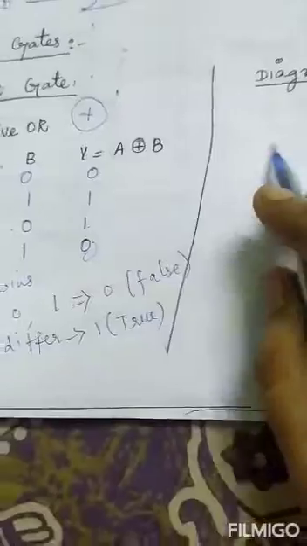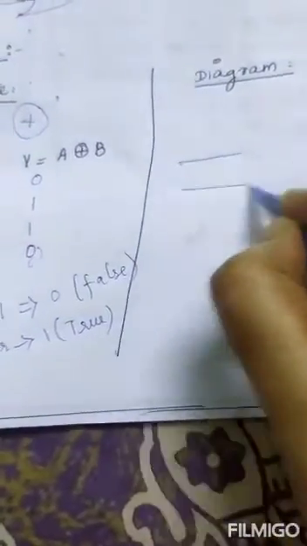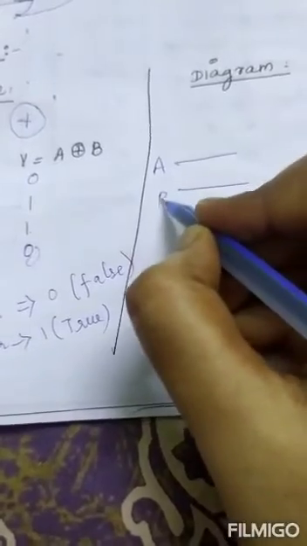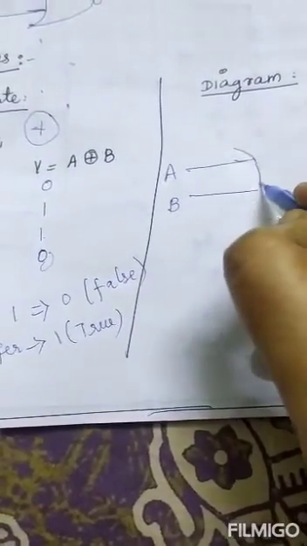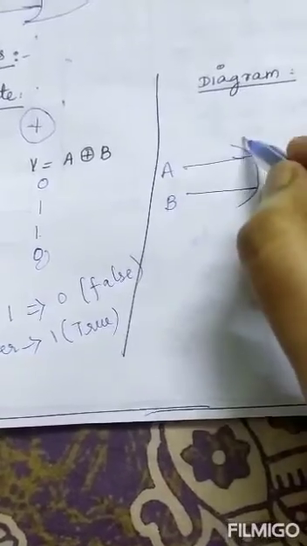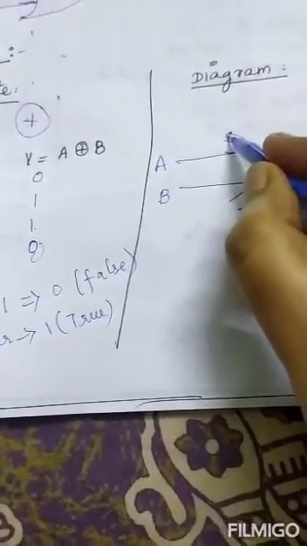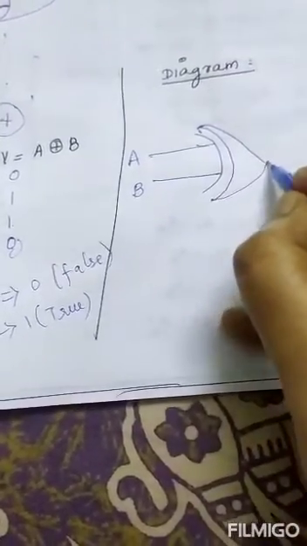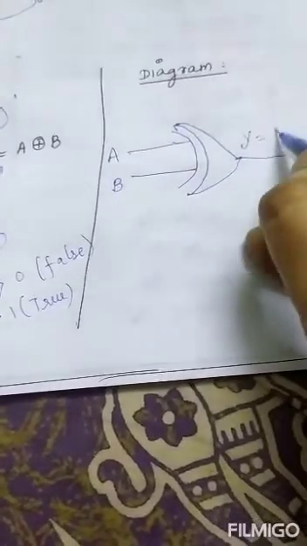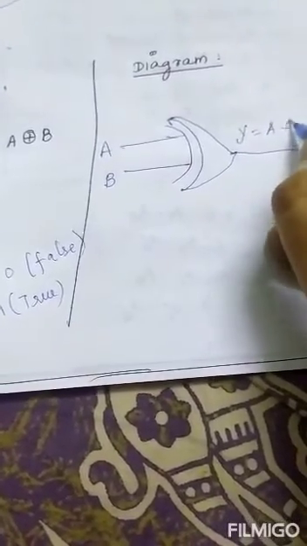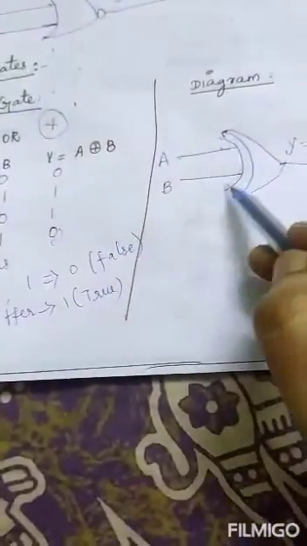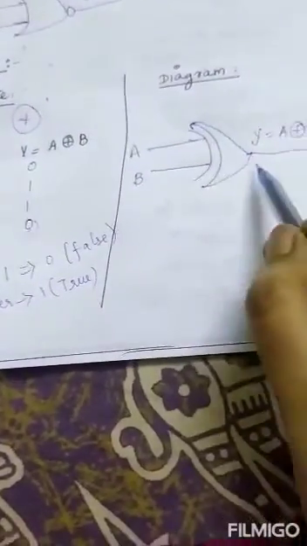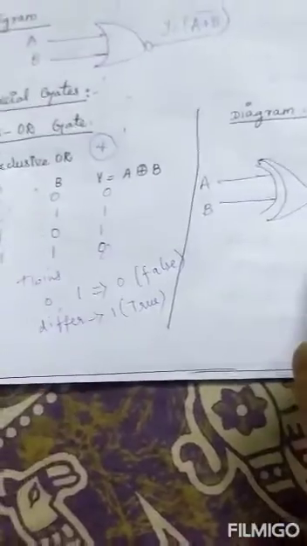And I am going to now draw the circuit diagram for XOR gate. As before, we are giving two inputs, A, B. In this XOR gate, I am going to draw a curved line, and another curved line. Then the single output is produced. Y is equal to A plus B, the whole bar. For XOR, we have to draw two curved lines and join them with the output line.